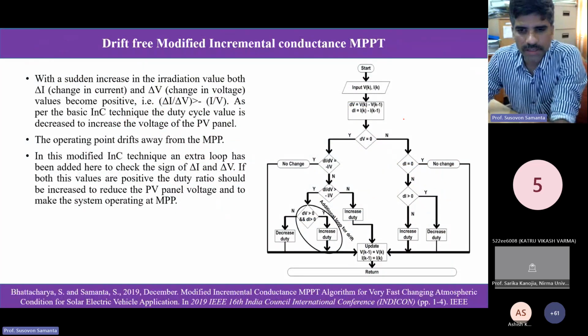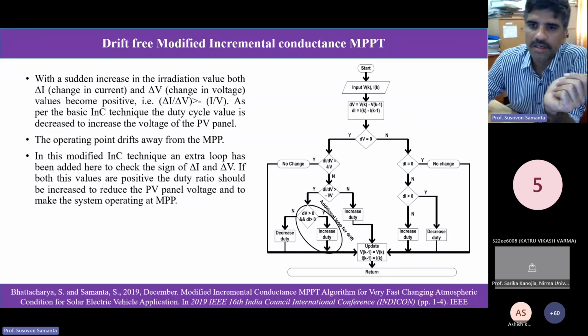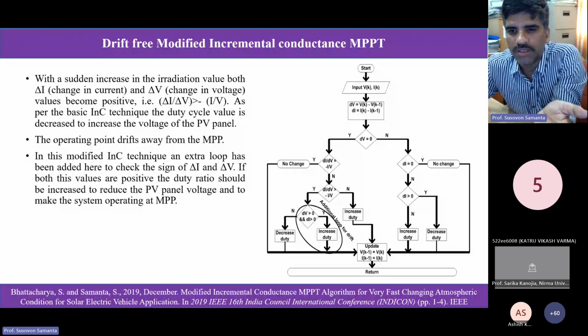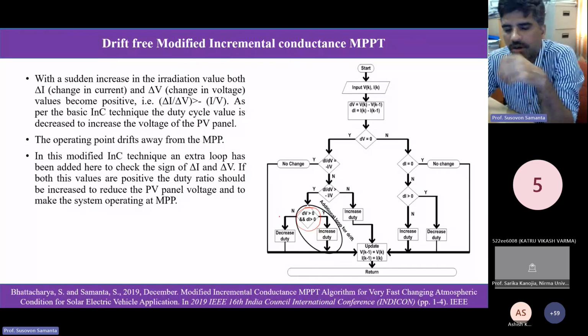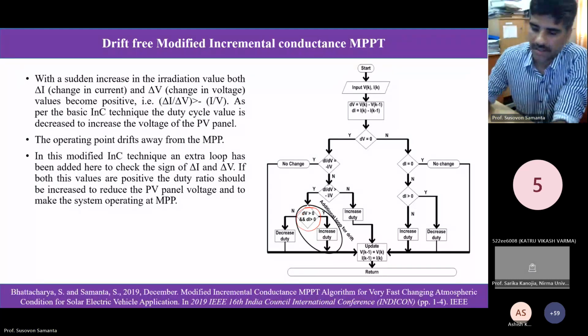So this is one paper that was published in the Indicon conference, where we are doing the same thing that we did in P&O. We check the variation in irradiation, or the increase in irradiation, by checking whether dV is greater than 0 and dI is greater than 0. Because if both are greater than 0, then we are confirmed that there is an increase in irradiation.